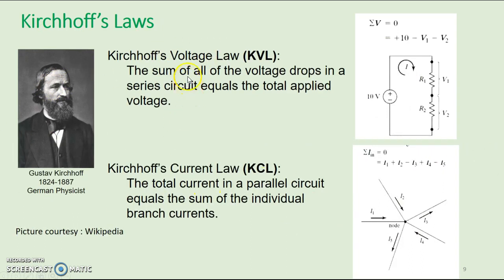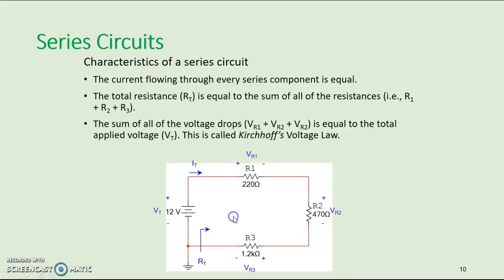Kirchhoff's voltage law: the sum of all the voltage drops in a series circuit equals the total applied voltage. Kirchhoff's current law: the total current in a parallel circuit is equal to the sum of the individual branch currents. Characteristics of series circuits: the total current flowing in every series component is equal.